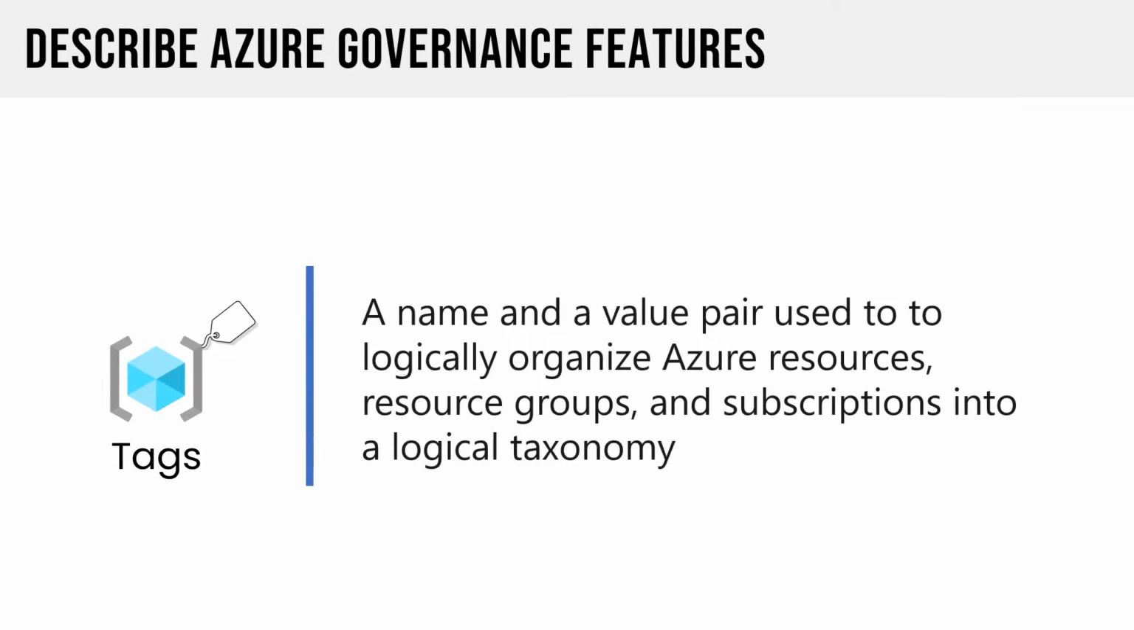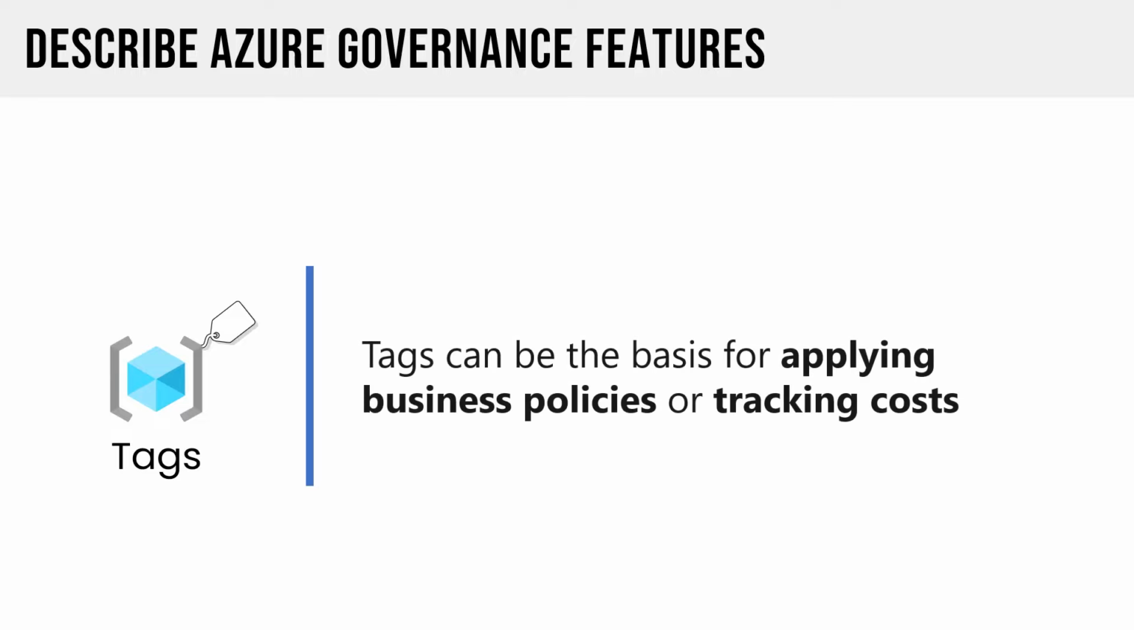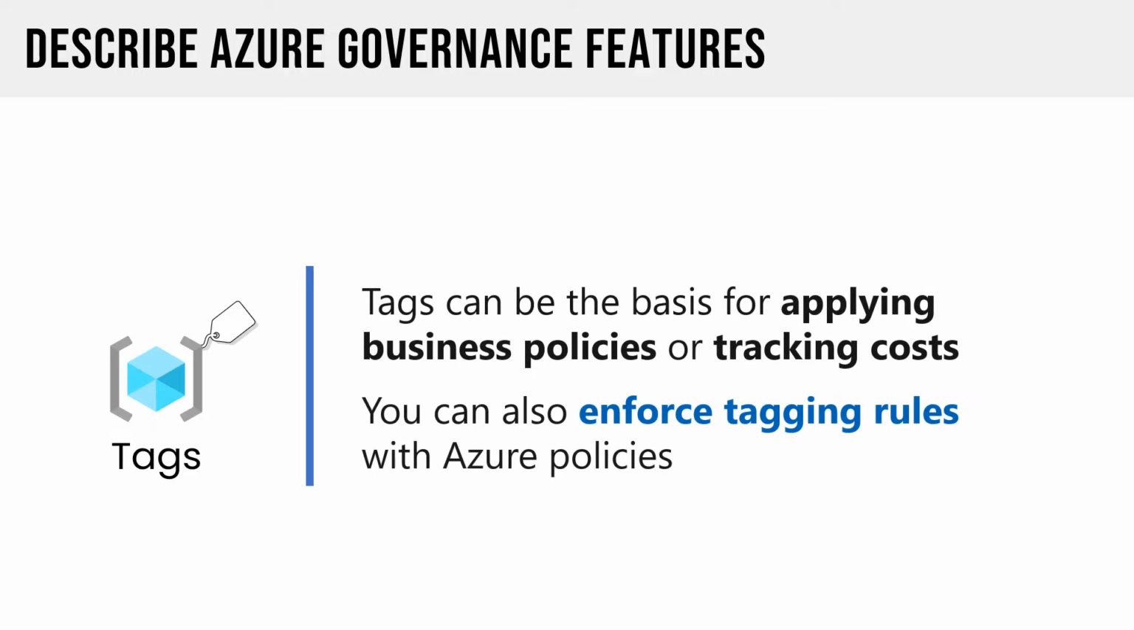Tags. A tag is a name and value pair used to logically organize Azure resources, resource groups, and subscriptions into a logical taxonomy. Tags can be the basis for applying business policies or tracking costs. Not explicitly called out in the skills measured, but I wanted to just get the concept in your head because it is used in the governance construct. You can also enforce tagging rules with Azure policies.